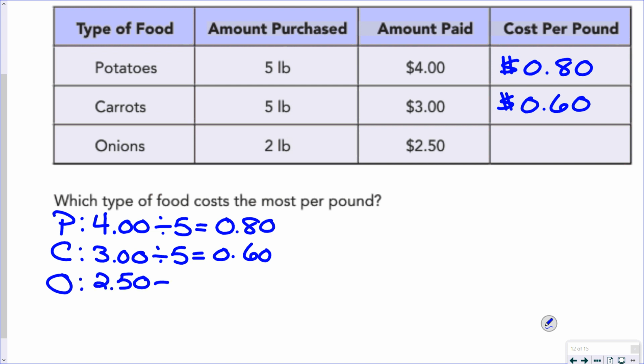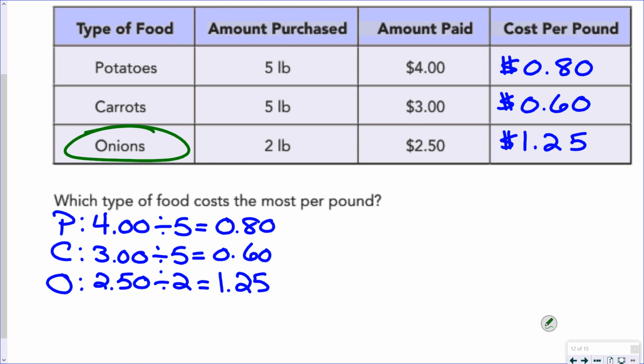$2.50. We bought 2 pounds. 2 divided by 2 is 1. 50 divided by 2 is 25. So we pay $1.25 per pound for onions. So the type of food that costs the most per pound are the onions.